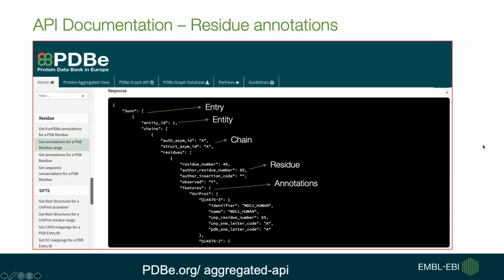The response for this API call is provided in a hierarchical manner, where you can find various information for a residue. It starts with the PDB entry, and then goes down to the entity, to the chains, and to each residue. And these annotations for a residue are provided in the features field.